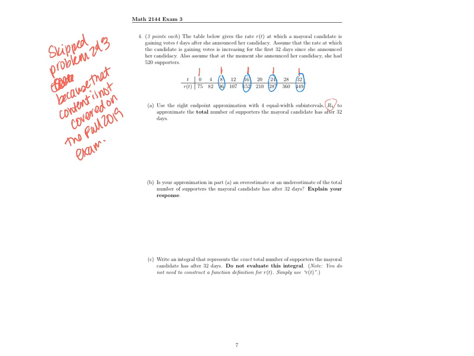So, all right, we can start with the 520 supporters that we had, plus in the first 8 days, we're going to assume that we were gaining 96 voters per day. So we'll do 8 times 96. Plus, in the next 8-day period, we're going to assume that we're gaining voters at a rate of 152 voters per day.